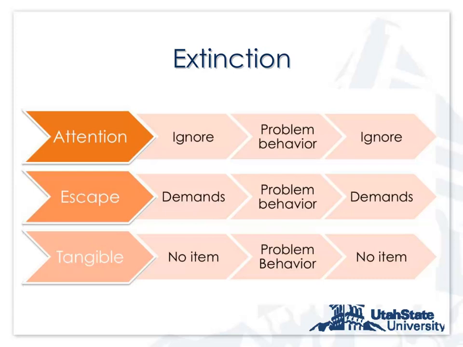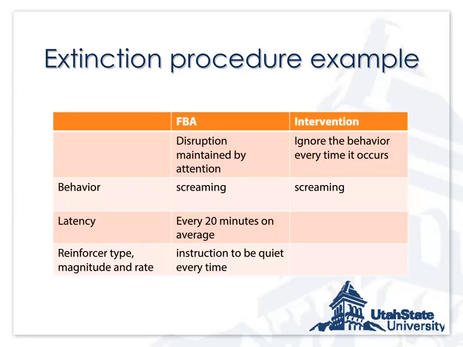If the problem behavior is maintained by attention, the individual should receive no attention for engaging in the problem behavior. Problem behavior that is maintained by escape from demands should result in keeping up with the demands if the problem behavior occurs. And problem behavior maintained by access to tangible items should no longer result in allowing access to that tangible item. For example, if a problem behavior such as screaming is determined to be maintained by attention, specifically by requesting to be quiet every time the behavior occurs, implementing extinction in this case will consist of ignoring the problem behavior each time it occurs.